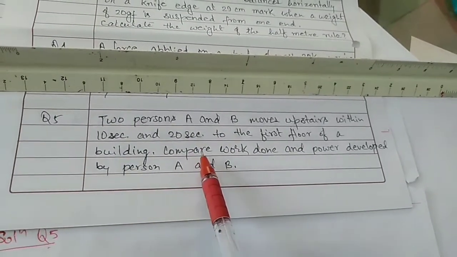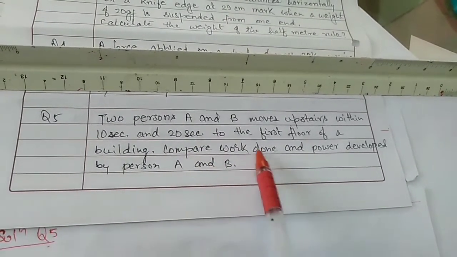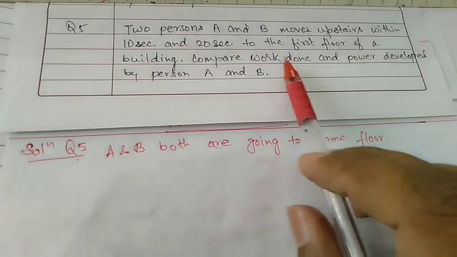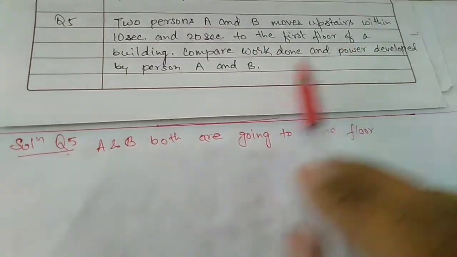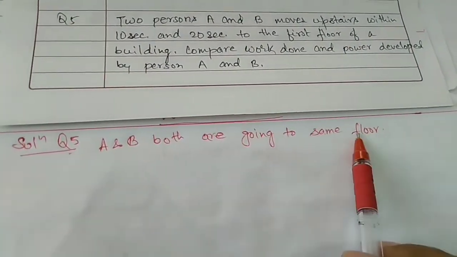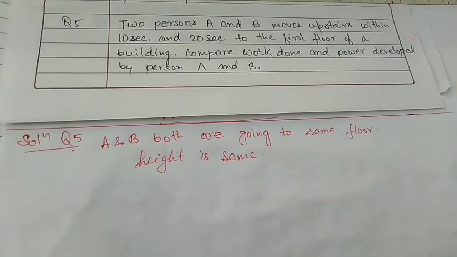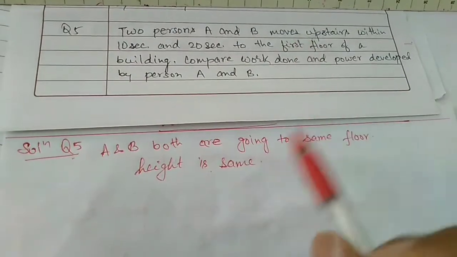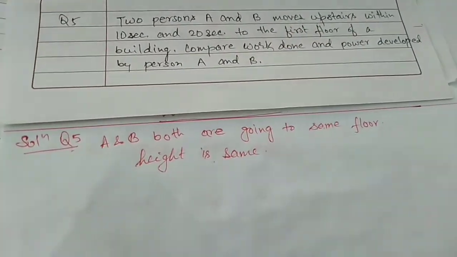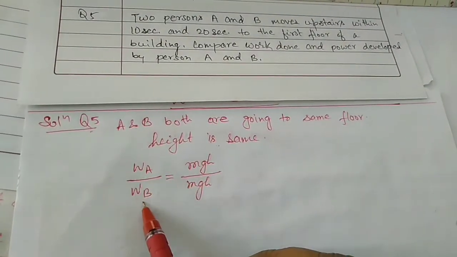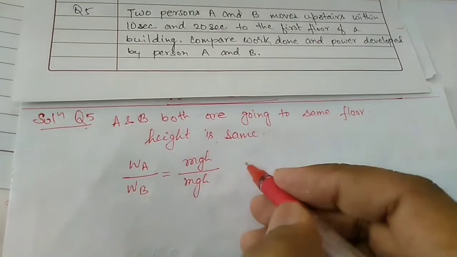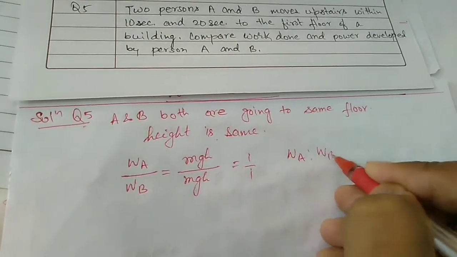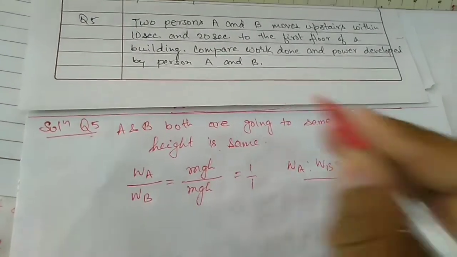So what we have to find? We have to find the ratio of their work, means work done by A to the work done by B. Let's calculate first work done. In the question it is written that both of them are going to the first floor, means A and B both are going to the same floor, means the height is same. So if the height is same, both the persons are identical. So MGH for both of them. So work done by A upon work done by B, MGH and MGH, because H is same, so cancelled. What is coming? 1 upon 1. So work done by A is to work done by B is equal to 1 is to 1. This is the solution for the first part.